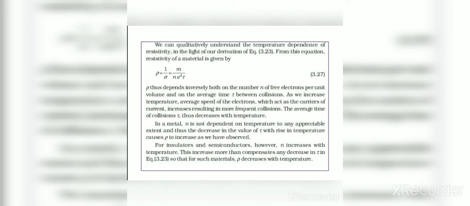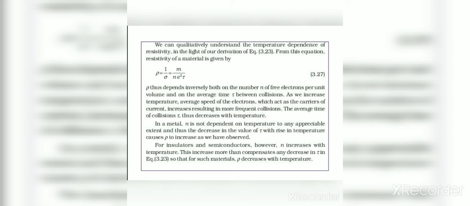Suppose if we are increasing the temperature, we know the average speed of electrons will increase, resulting in more frequent collisions. Hence, the time between two successive collisions, that is the relaxation time tau, decreases with temperature. In a metal, small n is not dependent on temperature to an appreciable extent, and thus the decrease in the value of tau with rise in temperature causes rho to increase.